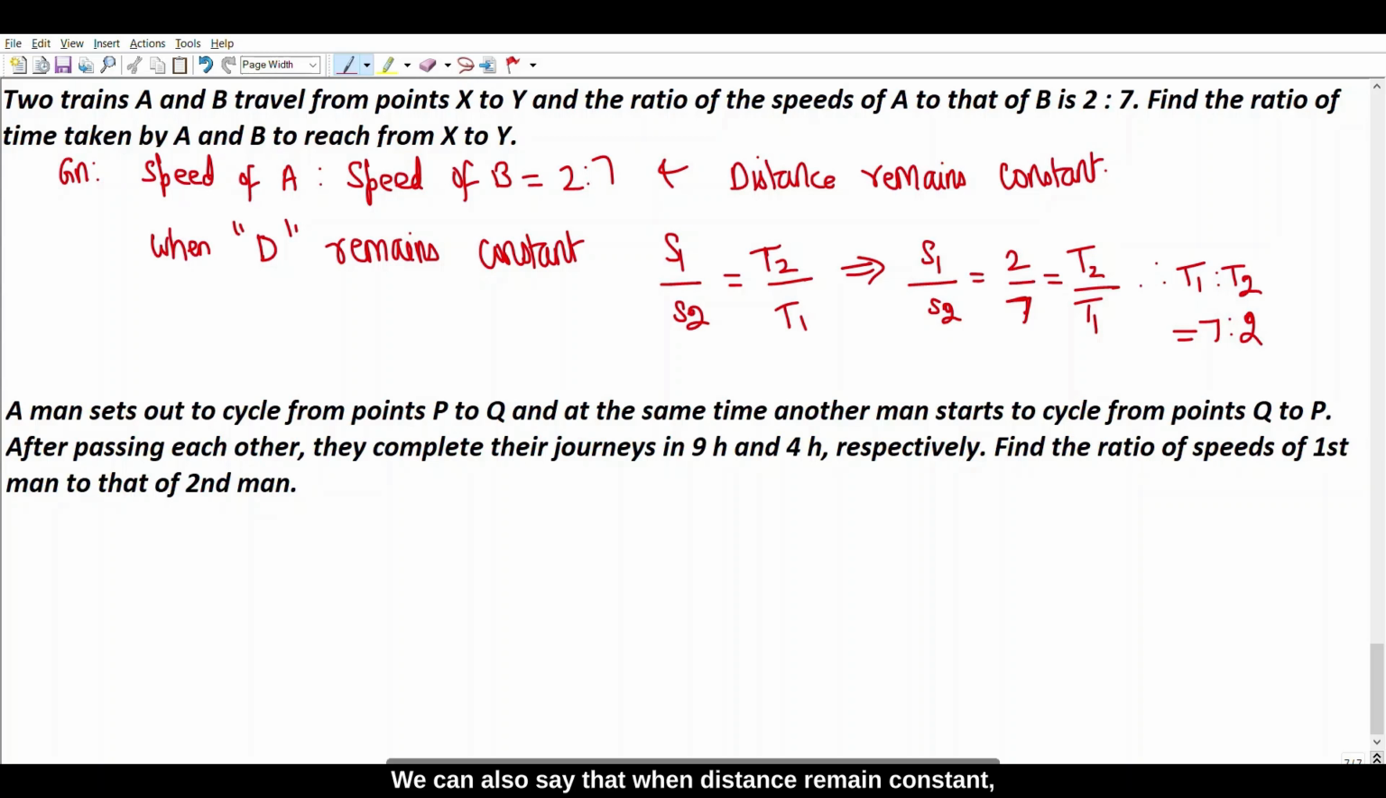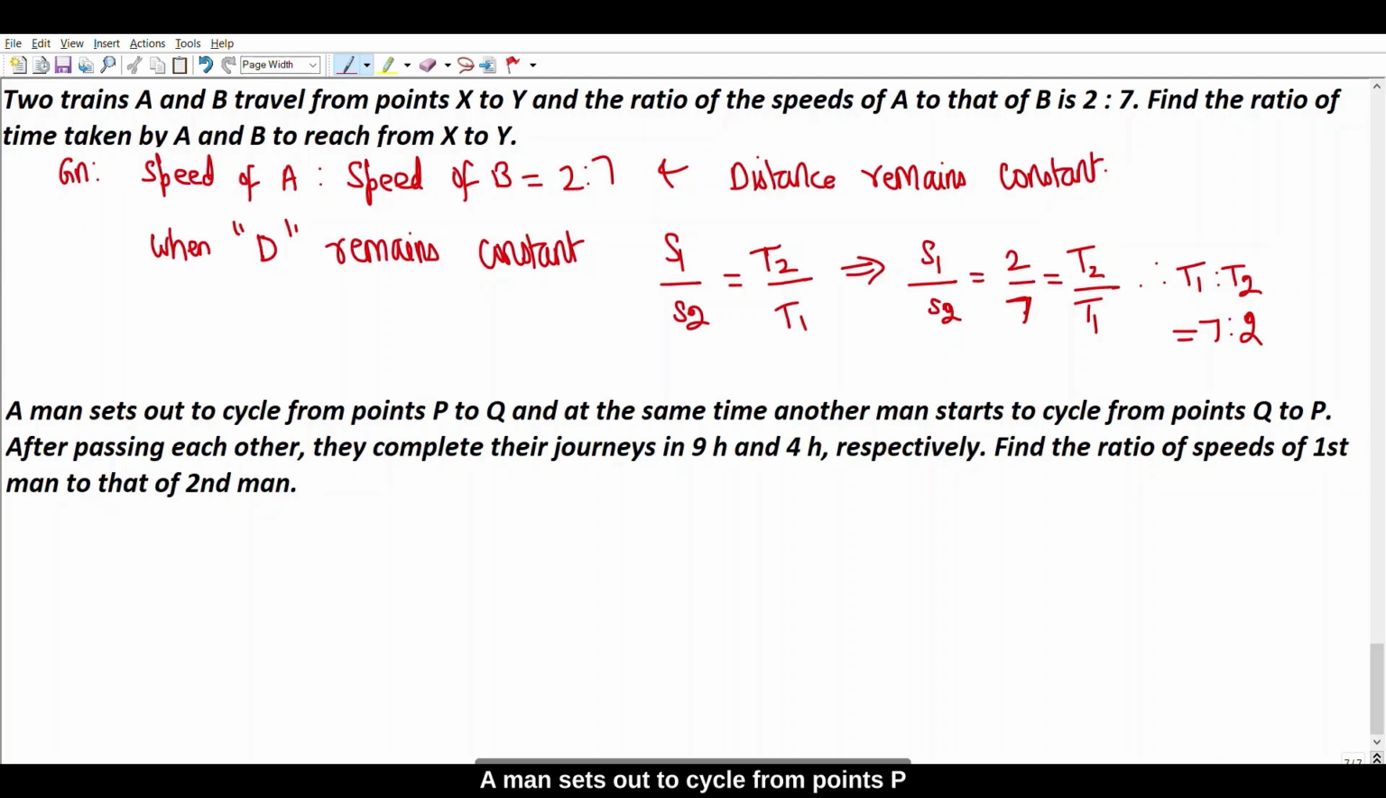We can also say that when distance remains constant, the ratio of the two speeds A is to B can be interpreted in terms of time taken as B is to A. Thus, speed is inversely proportional to time and hence the ratio value of speed gets inversely proportional with respect to time taken as distance remains constant. Let us solve one more question.